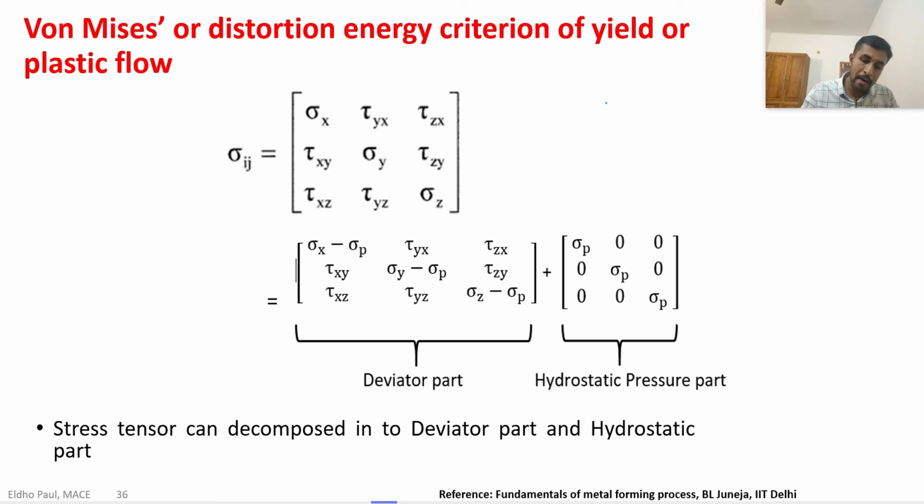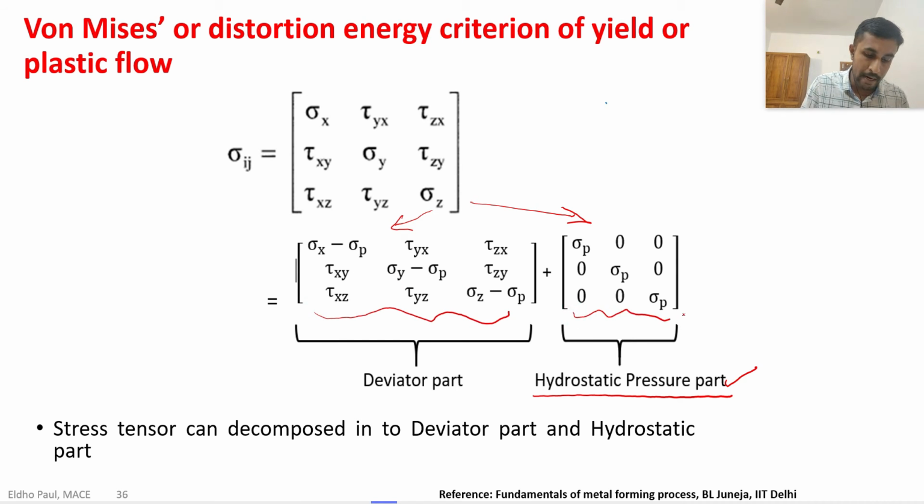One part is called the hydrostatic pressure part, and the second part is the deviator part. By just adding this part and this part, we get the stress tensor. So we just split it into two parts: one part is called the hydrostatic pressure part, and the second part is called the deviator part.